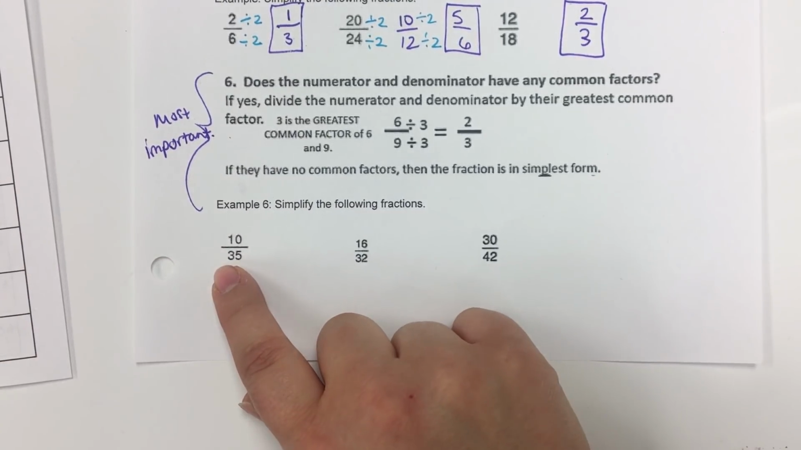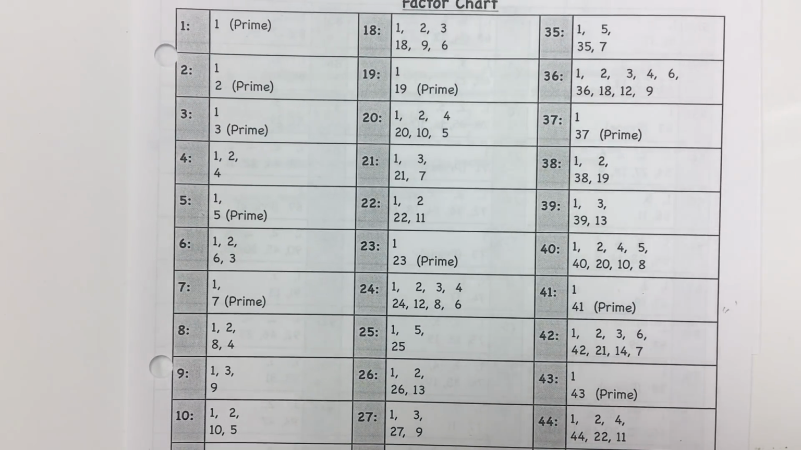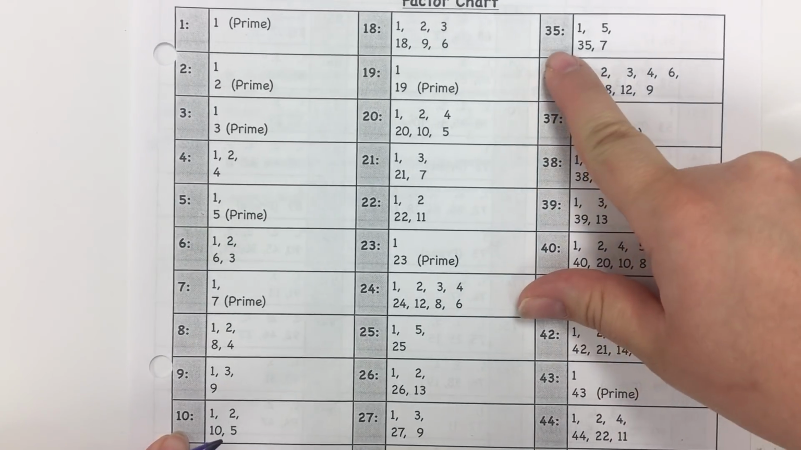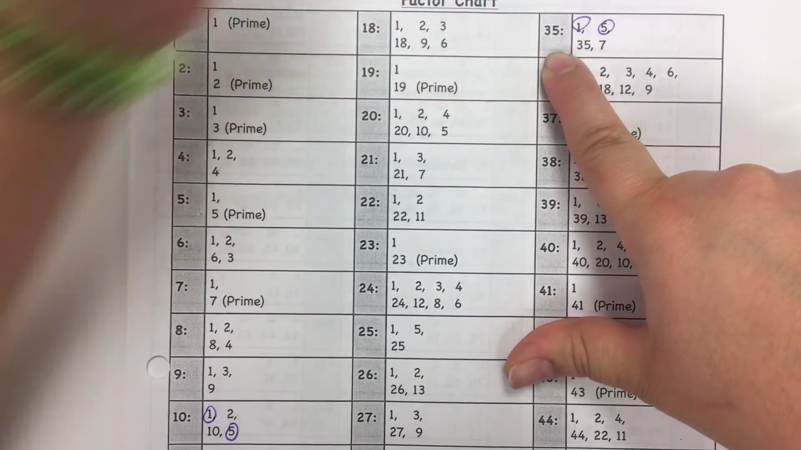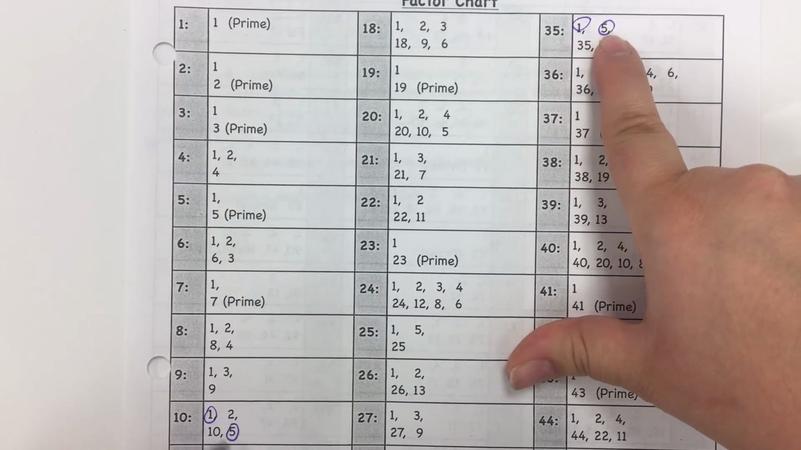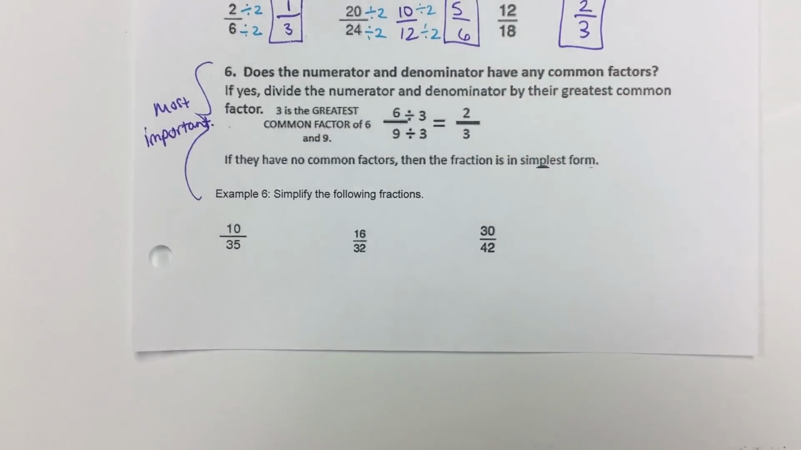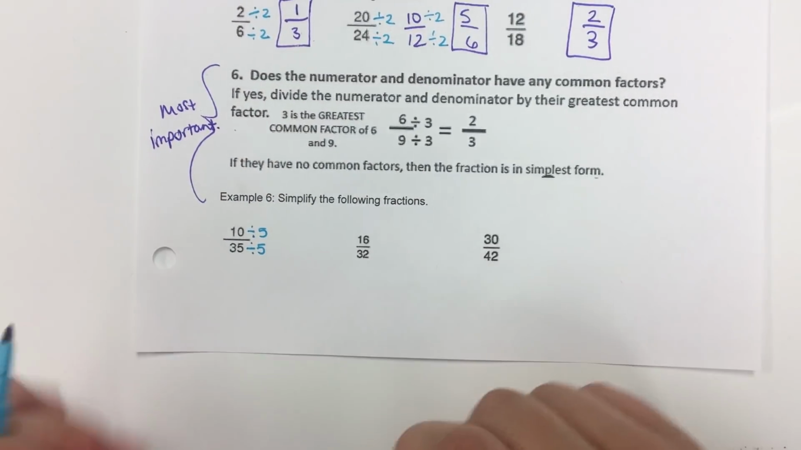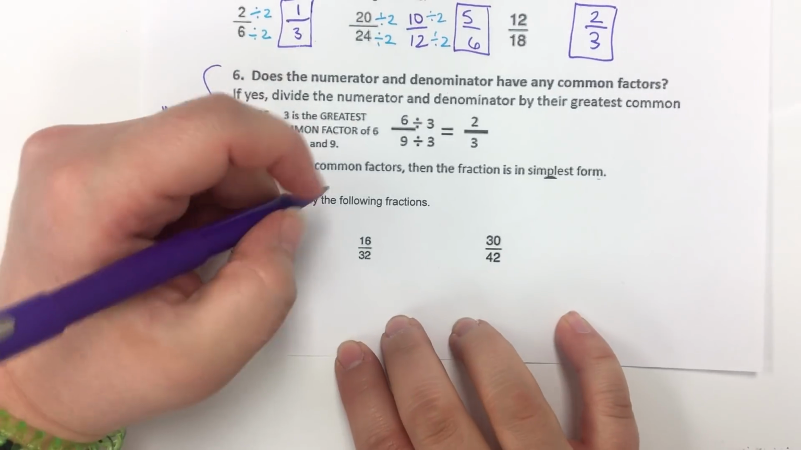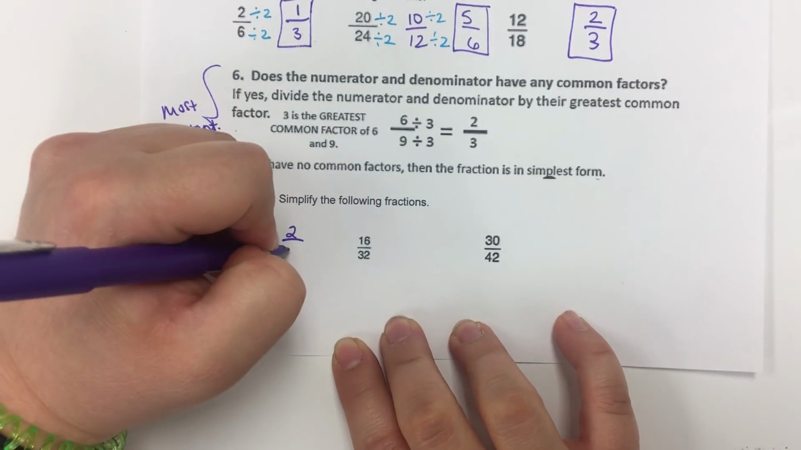So let's go ahead and let's try 10 and 35. The first thing I want to do is I want to use my factor chart to find both of the numbers. Okay, I'm going to go ahead and I'm going to find 10 and I'm going to find 35 and I'm going to circle my common factors. Well, I find that I've got common factors of 1 and 5, which means my GCF is going to be 5. So I'm going to go ahead and take the numerator and divide it by 5. Take the denominator and divide it by 5. When I take 10 divided by 5, I get a numerator of 2. When I take 35 divided by 5, I get a denominator of 7.